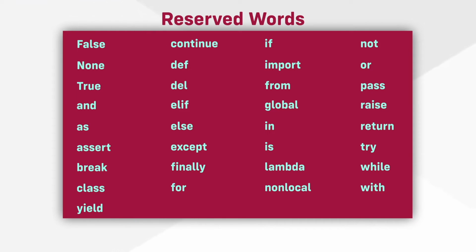We can't make up a variable named import. We can't make up a variable named assert. Because if Python sees assert, it means something very specific to Python. These words mean something to Python. Alright, let's go to the program.